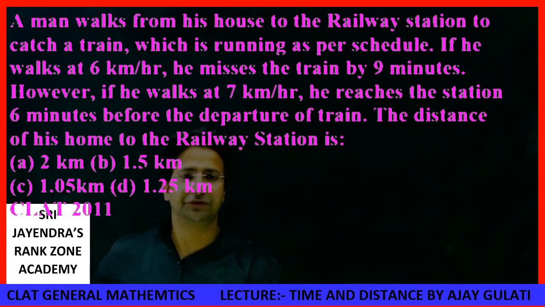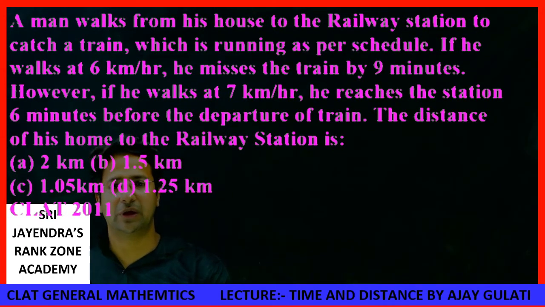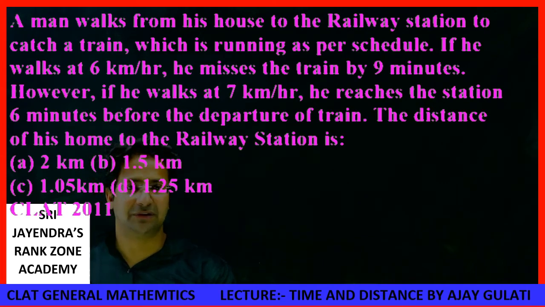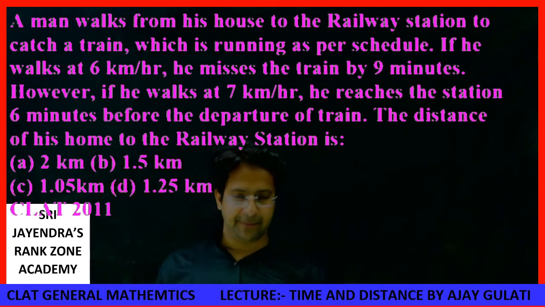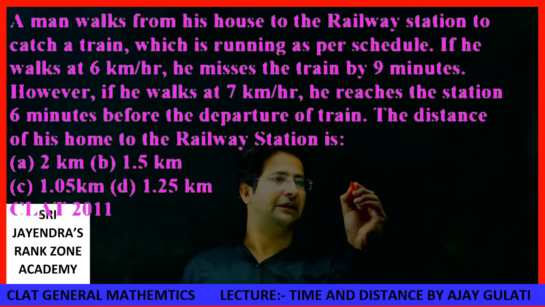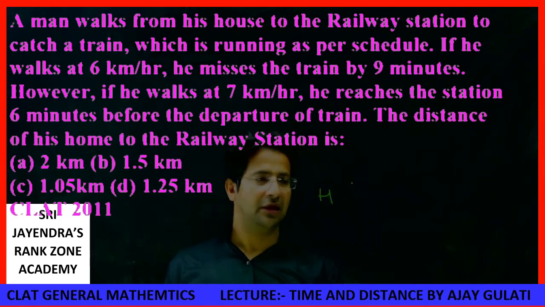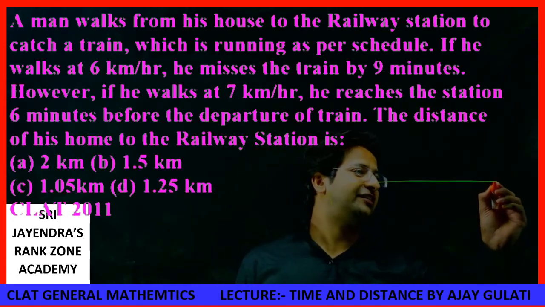A man walks from his house to the railway station to catch a train, which is running as per the schedule. If he walks at 6 km per hour, he misses the train by 9 minutes. Let's say this is the man's house, and he goes to the railway station. This is the railway station.